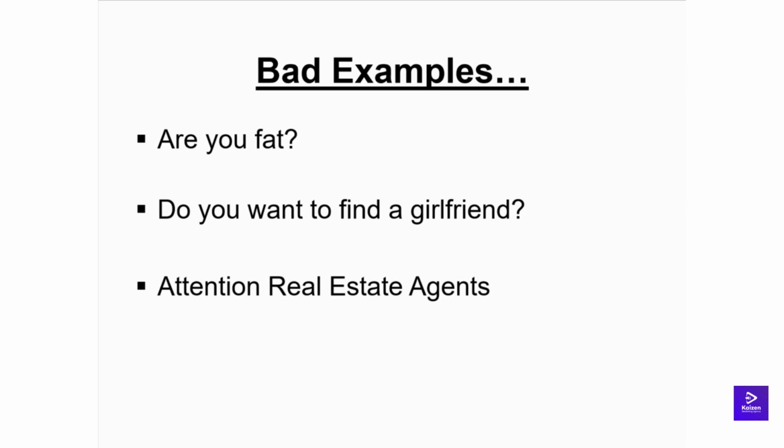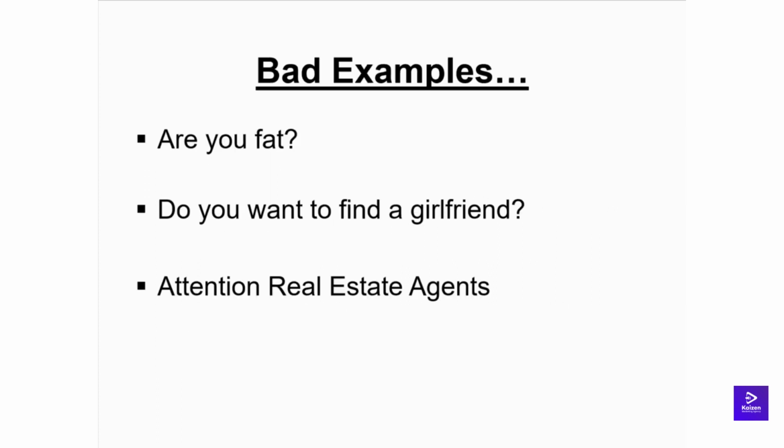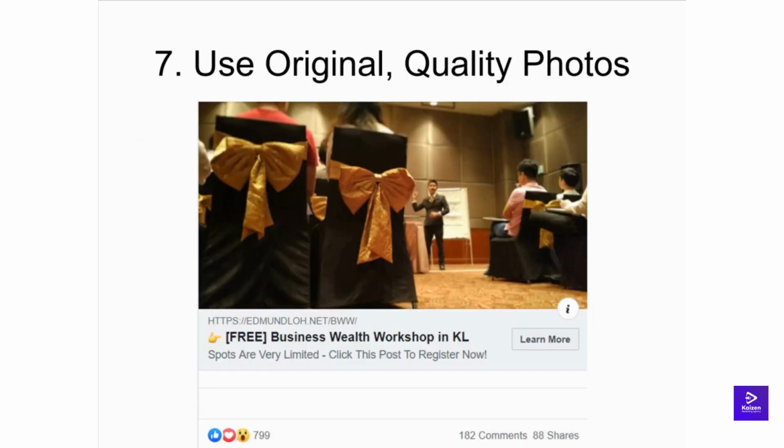So even if your ideal audience are Christians or people of certain religious beliefs or a certain niche of people, what you want to do is word it in an indirect way. Like, we have helped hundreds of people lose weight, or we have helped hundreds of people transform their body and regain their health since the year 2006. Here's how to increase attractiveness without riches or good looks. Or in the last 5 years, I have successfully bought and sold properties in LA, and here's how I've done it, okay? So I think you get the idea. You want to basically rephrase everything from a me-to-you communication, first person, to third party, okay?